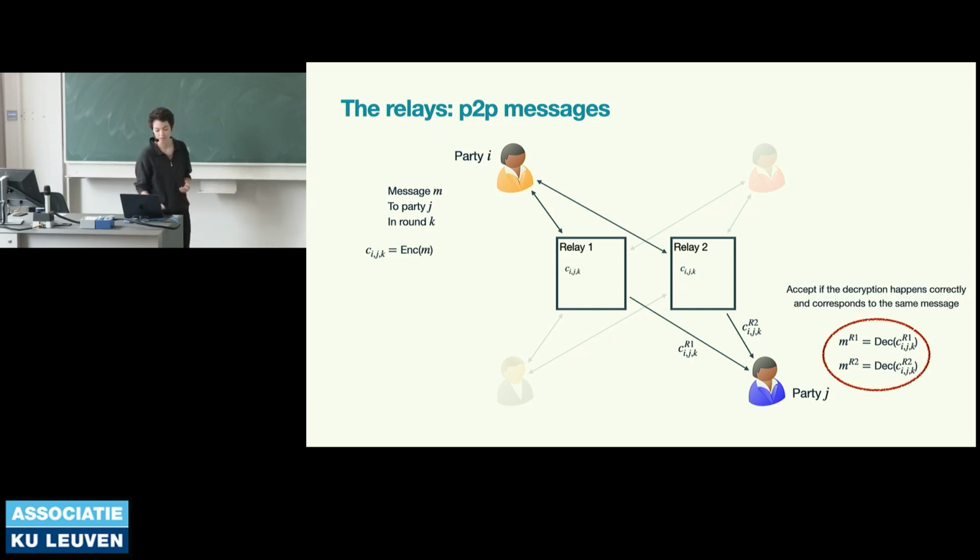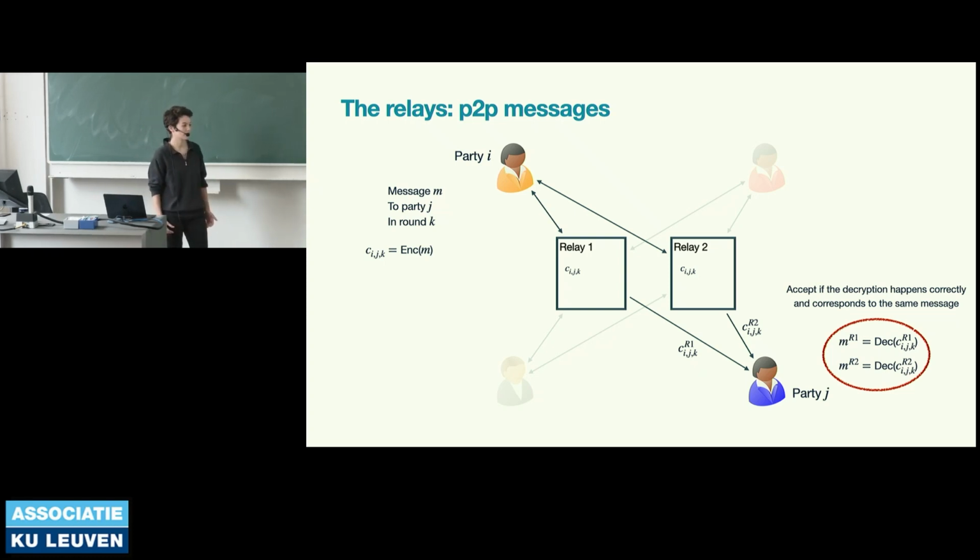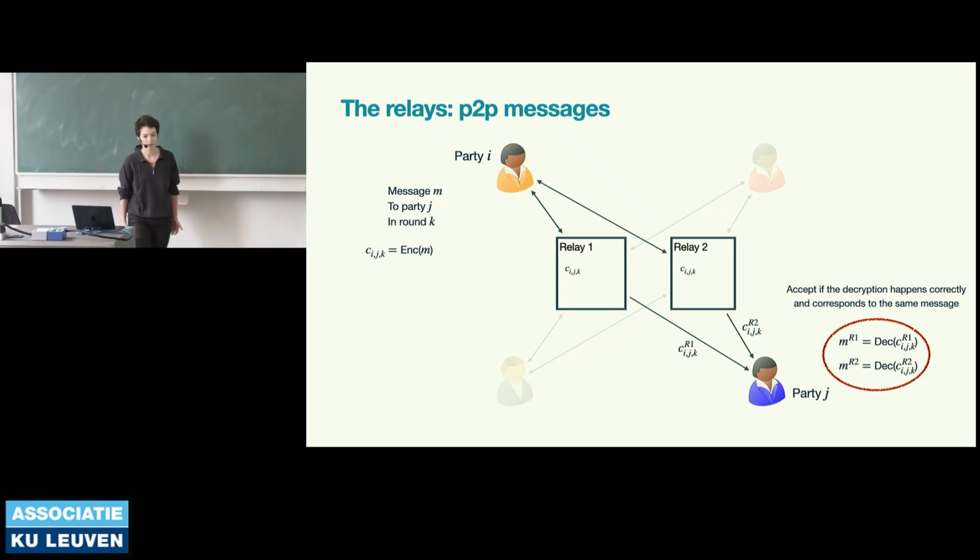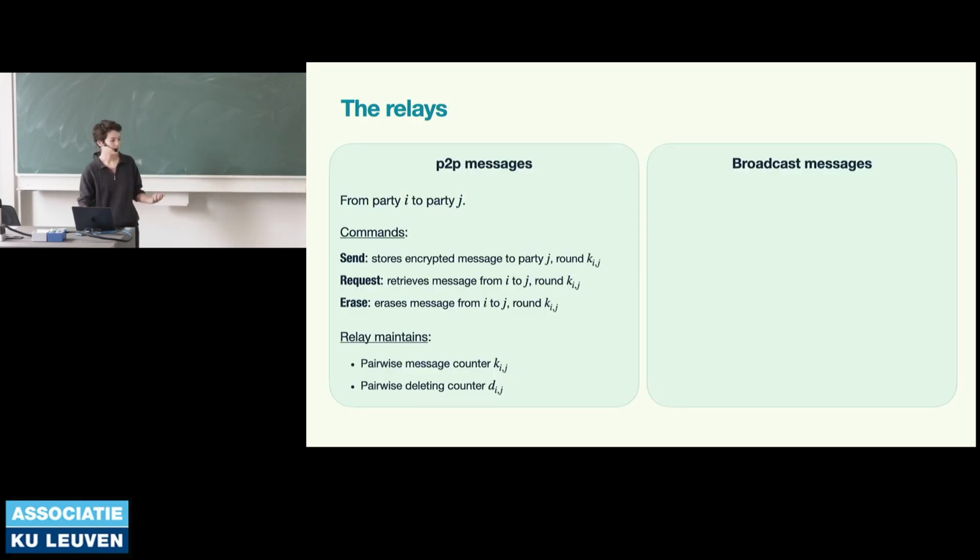Now, this party will only accept the messages if they both decrypt correctly and if they decrypt to the same message, because this is how the parties will detect malicious behavior from the relays. So this is why we want more than one relay, because we allow relays to be corrupted. And if at least one relay is acting correctly, then if some other relay sends a wrong message, this will be detected by the parties. Okay. So these are the point-to-point messages.